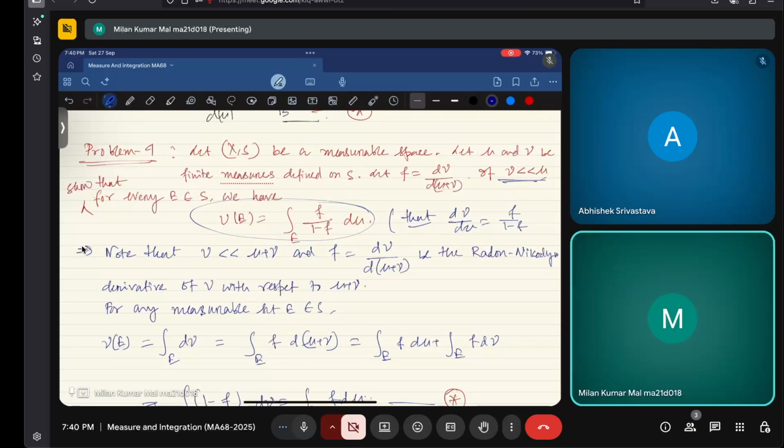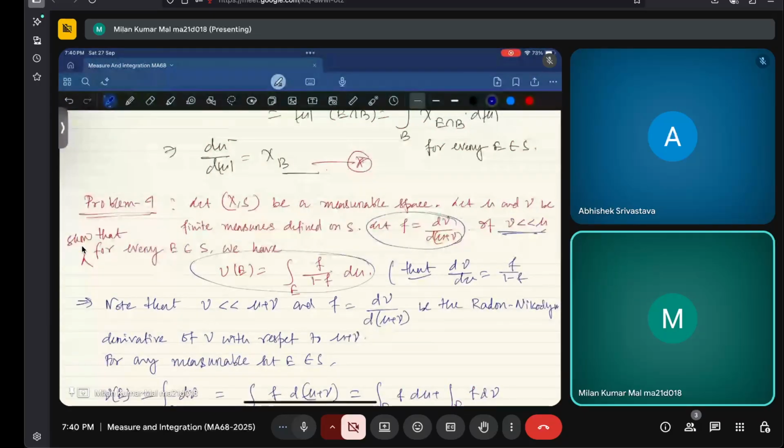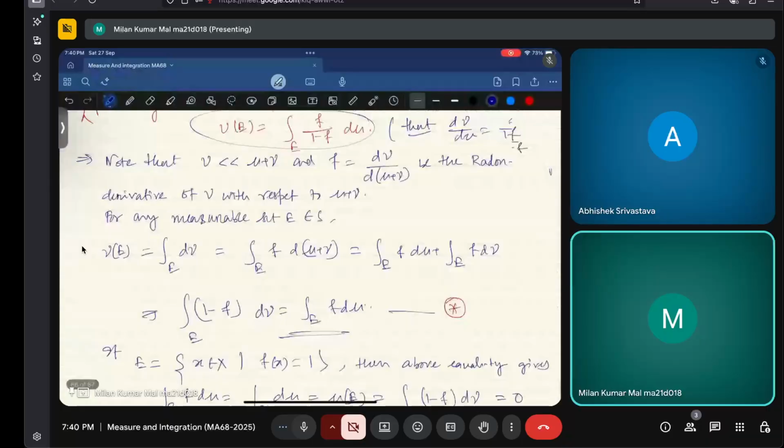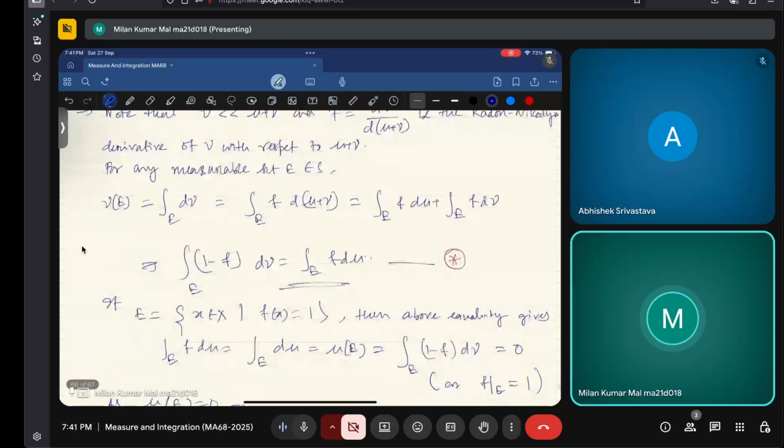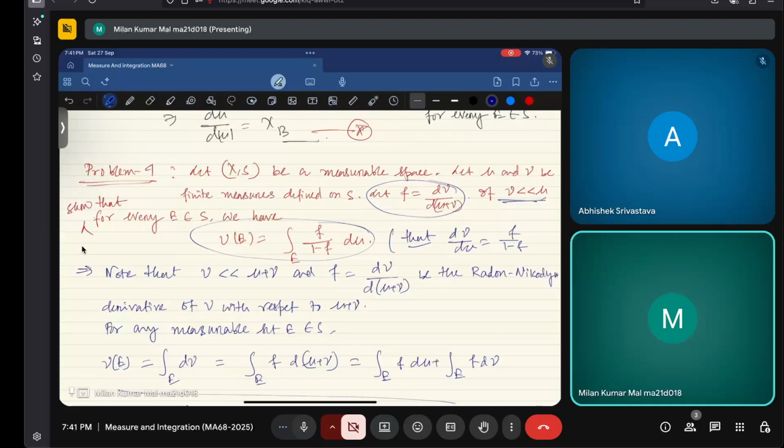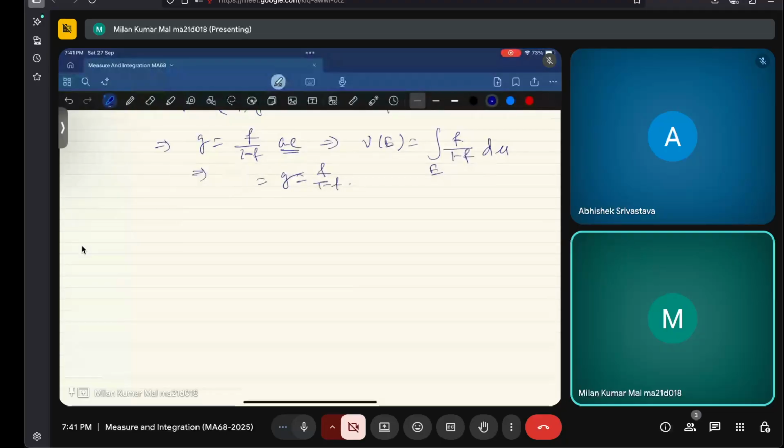Just a minute. I think this is not needed. No, this is needed. This is needed, where we are using this fact. So these two facts we are using. So this is actually the d nu by d mu. That last one is the d nu by d mu. So this completes the proof basically.